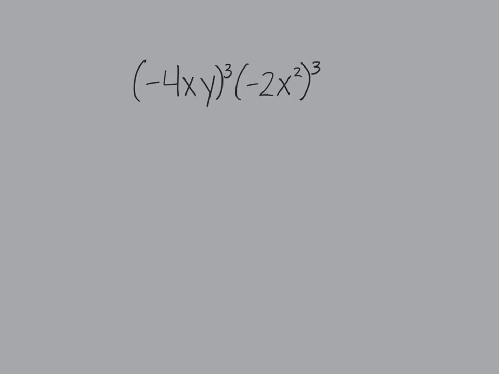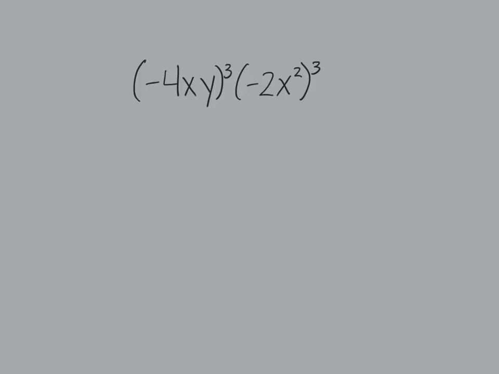All right, so to end this video, I am going to show you one example of all three of these rules combined together, how we can apply them all at once. So we have this example here, -4 times x times y all to the power of 3 times -2 times x squared all to the power of 3 as well. So we are multiplying these two parentheses together, but also each one of these multiplication terms here is raised to an exponent. So the first thing that we need to do is get rid of this exponent on the outside.